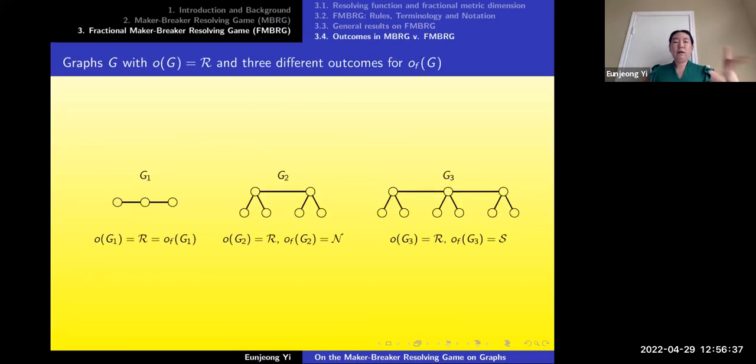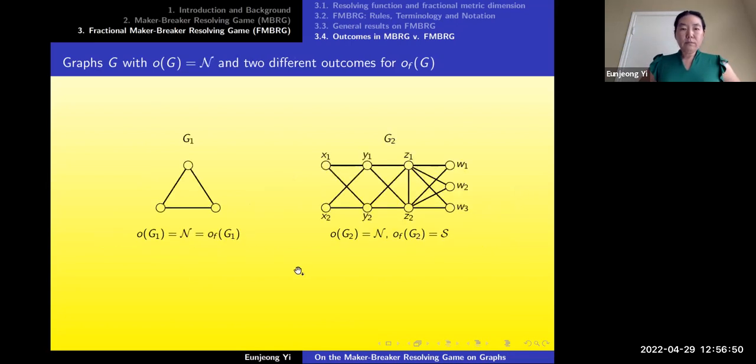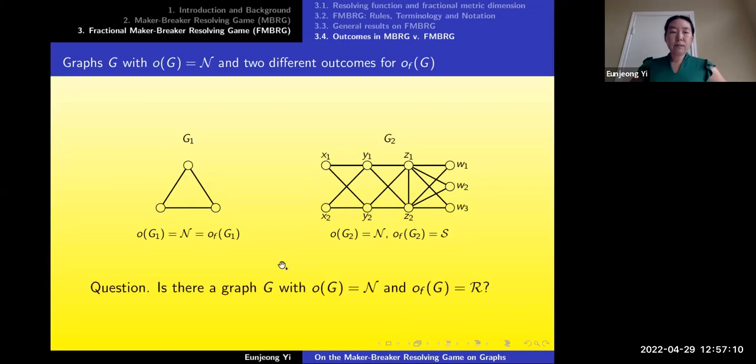I will just mention briefly: if you have a maker-breaker game where the outcome is that the resolver wins, you have in fact 3 separate outcomes. Next. When in a maker-breaker game the first player wins, then when you fractionalize it, you have 2 outcomes: either the first player wins or the spoiler wins. I was not able to find any situation where the resolver wins in this case. Next. So that's the question. I don't know the answer to that. Next.